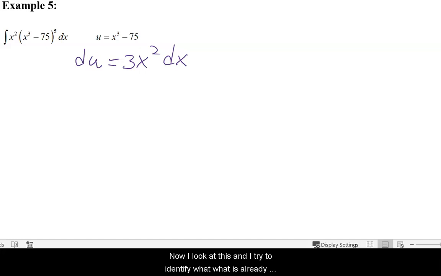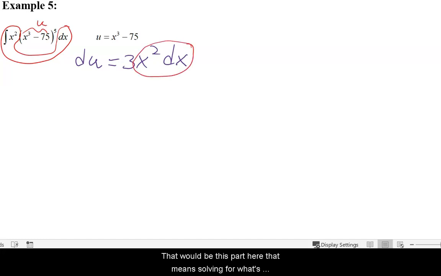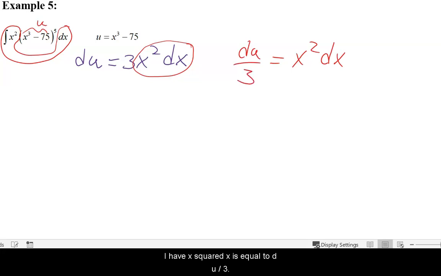Now I look at this and I try to identify, well, what is already there inside the integrand, including the differential that is in the differential du. Inside the original integrand that is not a part of u, and remember this part here becomes u, is the dx and the x squared. That would be this part here. That means solving for what's already present, I have x squared dx is equal to du divided by 3.